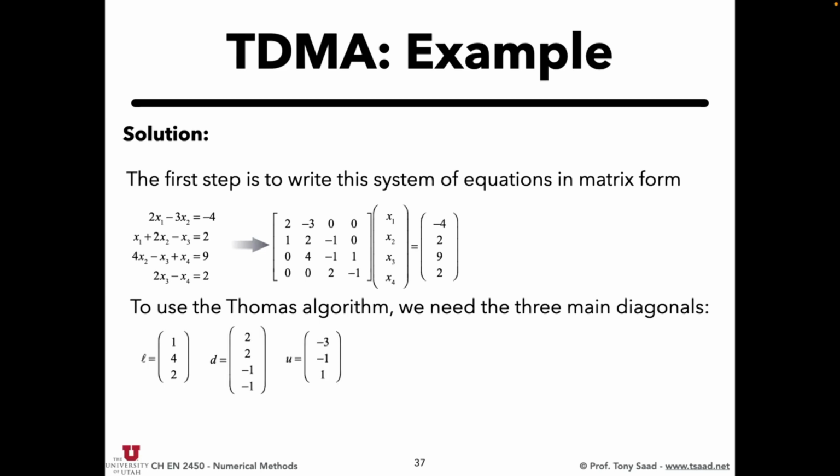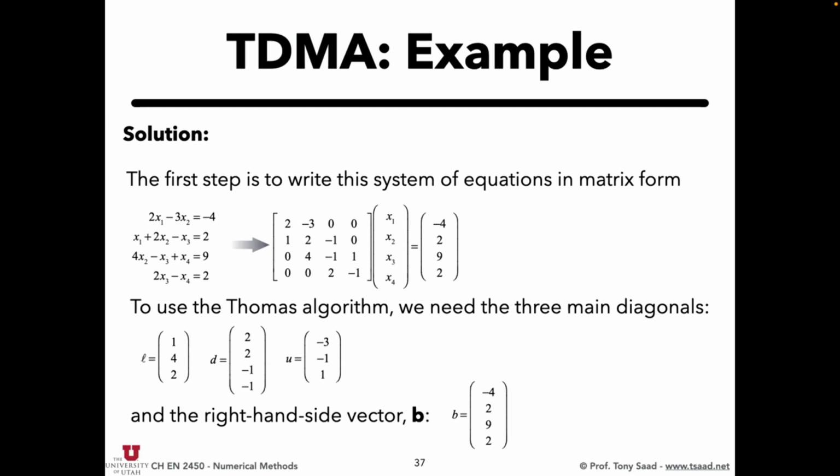Now, here's how I would do it. I would first write the main diagonal, the lower diagonal, and the upper diagonal as vectors, okay? So the lower diagonal is 1, 4, 2, main diagonal 2, 2, minus 1, minus 1, and the upper diagonal is minus 3, minus 1, 1. And I would also write the right-hand side, minus 4, 2, 9, 2. Now, when you write it this way, you know that this is D1, D2, D3, D4. This is L1, L2, L3, U1, U2, U3. And this is B1, B2, B3, B4.